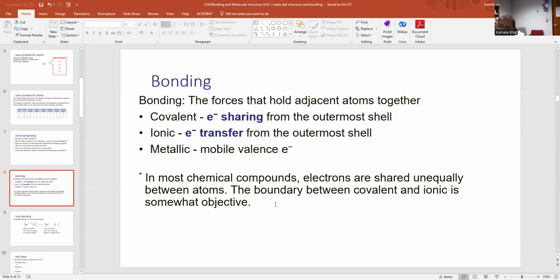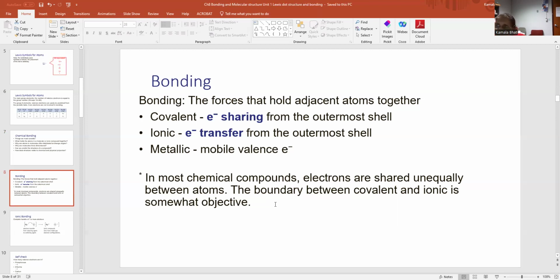Bonding, the forces that hold adjacent atoms together, are of 3 types. The 4th type we are not going to discuss here, but these are the main types. First is the covalent bond, which is electron sharing from the outermost shell. Ionic represents electron transfer from the outermost shell. Metallic represents the mobile valence electrons, because in this case, electrons are not associated with any atom.